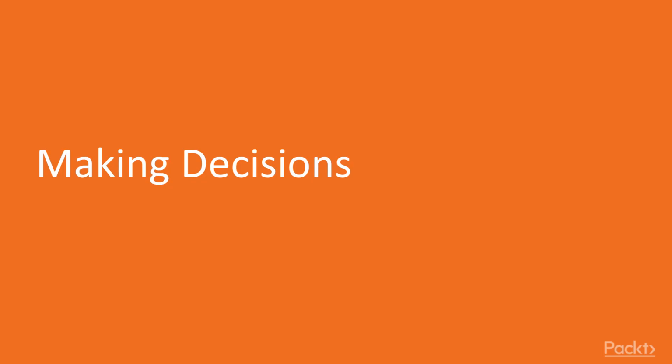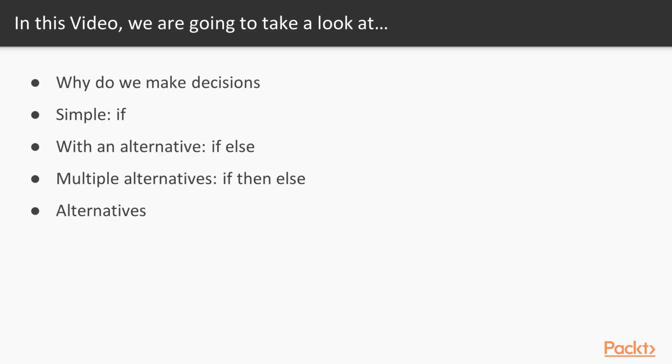So let's start with making decisions. And to be honest, we have a little practice with this because our last video did some decision making with a complex if test. So, why do we make decisions? What's an example of a simple if test? What if we had an alternative with an if-else? What about multiple alternatives? And then finally, what are alternatives to if tests in general?